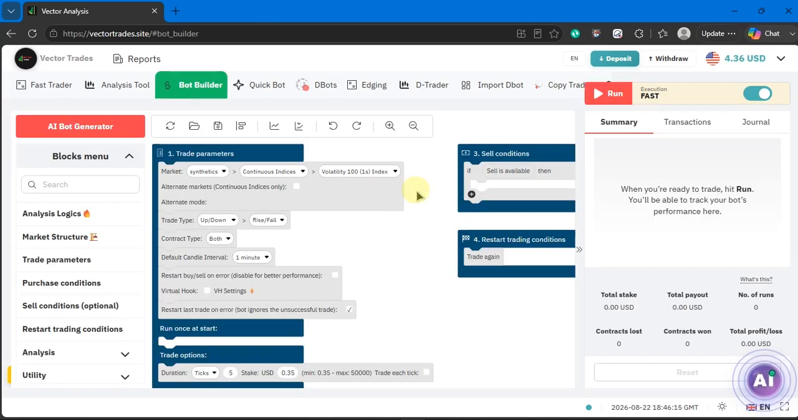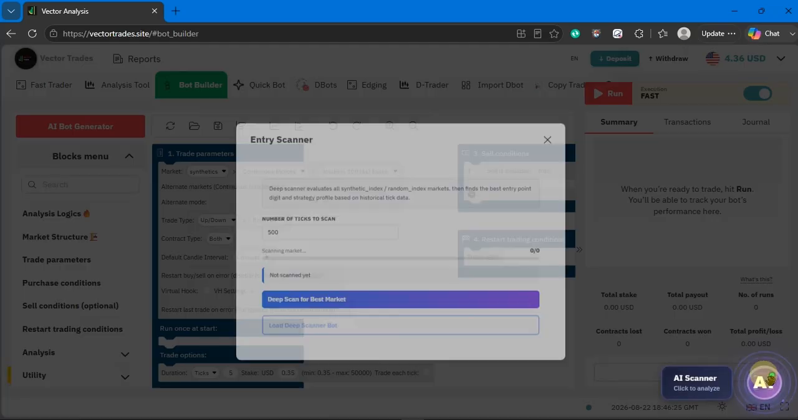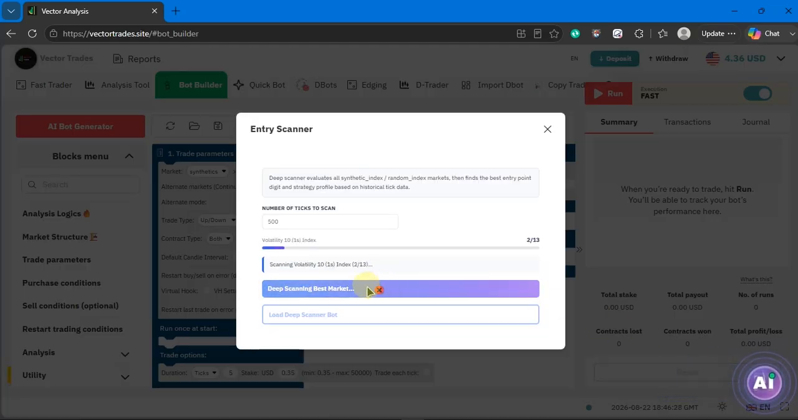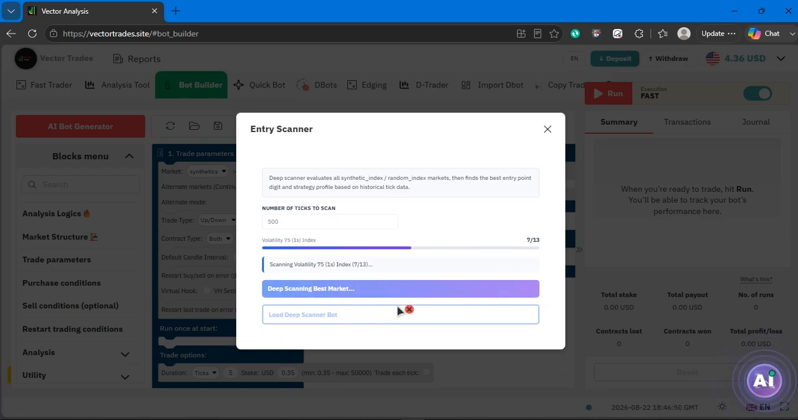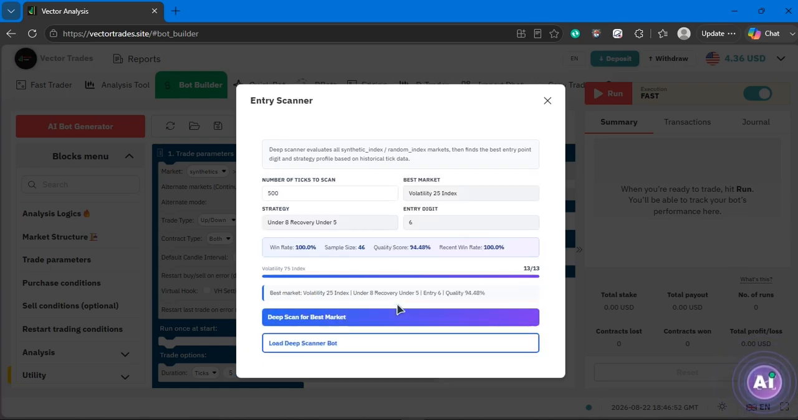The next strategy is a Deriv bot strategy, which you just scan here. You use AI scanner and you should be able to create a fast bot. So here I just tap here, deep scan for the best market, and then I just wait for it. And what I should look here is a quality score of above 90% and a recent win rate of 100%. A sample rate of 60 and above is good. So I just deep scan again and then try to find a good bot.